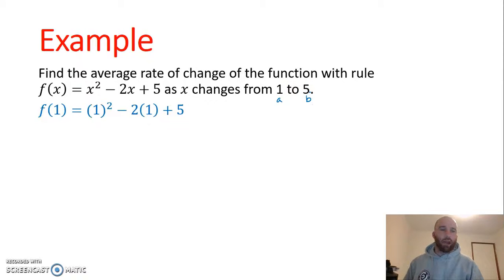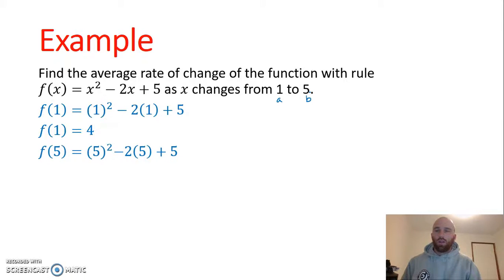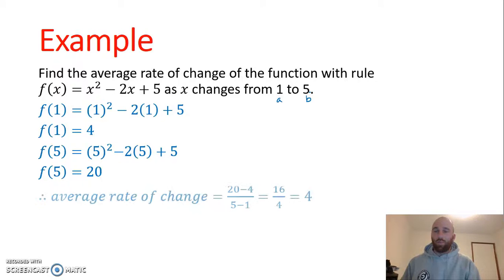I'm going to put a, or 1, into the formula to find my f of 1, which is 4. So 1 squared minus 2 times 1 plus 5 is 4. Then I'm going to put 5 in, and when I do, f of 5 is 20.